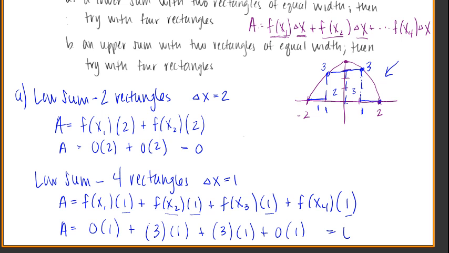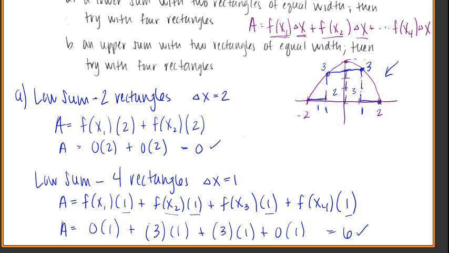So overall, this is going to equal 6. So the answer for when we're doing a lower sum with 2 rectangles is 0. For a lower sum with 4 rectangles, it's 6. Okay, so now let's take this exact same concept though and do an upper sum. The difference with the upper sum is now we're going outside of the parabola.